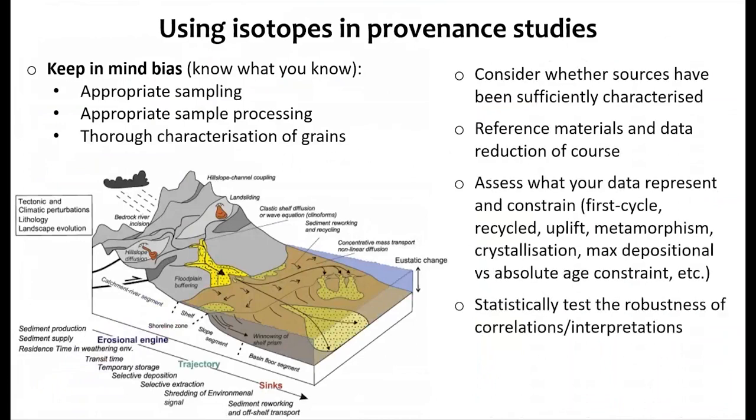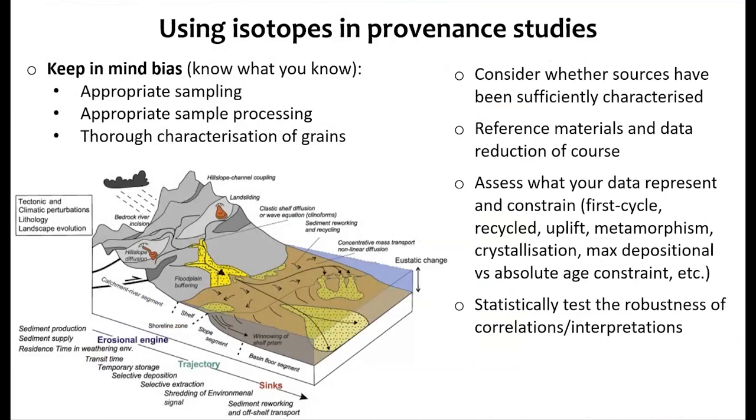And I think I'll leave it there. We've got to keep in mind your biases. Make sure you're doing appropriate sampling for what you're trying to do. Appropriate sample processing, that's where a lot of biases kick in. Good characterization of the grain so you know what you're doing. Consider whether your source has been sufficiently characterized. So obviously we have a wealth of geochemical characterization of crystalline basement in Western Australia, but that's not always necessarily the case. You might not have characterized it all.